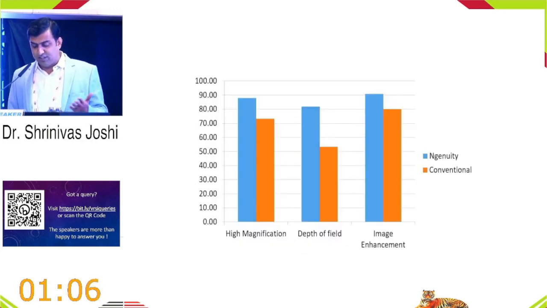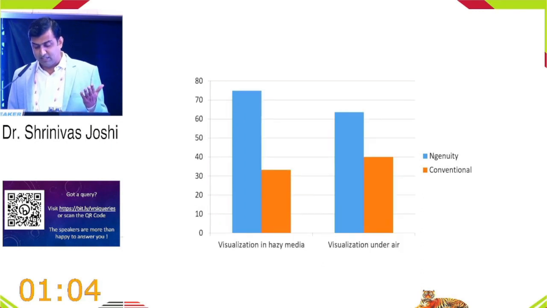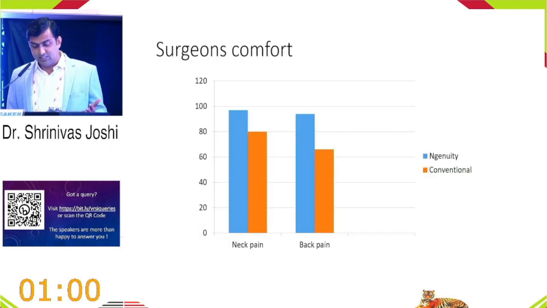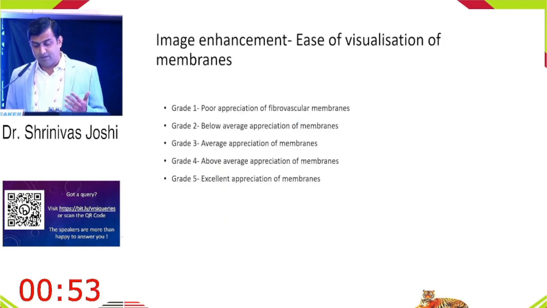And in most of these, Ingenuity scored slightly better, 3D visualization scored better, even in the case of hazy media and under air. Surgeon's comfort, and definitely neck pain and back pain. We are still in the fourth year of this trial, and definitely it is having an upper edge.